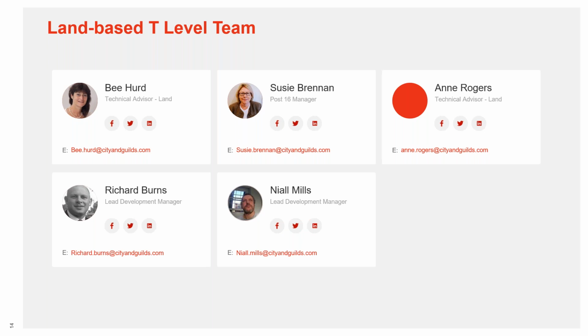T-levels in other sector areas, so have the experience. And in fact, in this case, we're very, very lucky because Richard has been a quality manager in a very significant land-based agricultural college, and Neil has worked with developments in land-based for the last 10 years, if not more, so have significant experience and knowledge themselves. So your team is highly experienced that will be taking you forward.